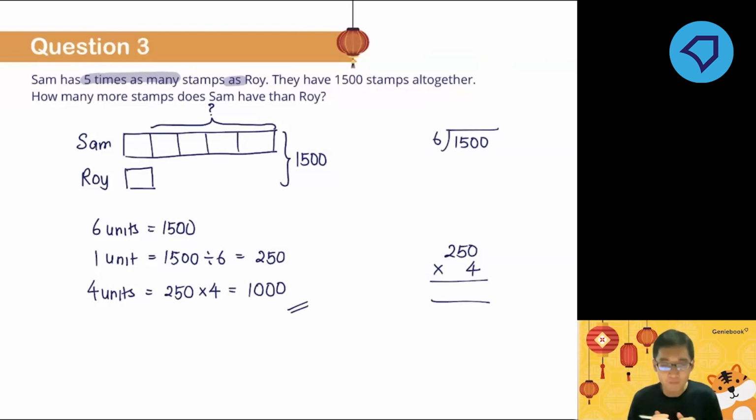Okay, now Bell, why 4? Because the question is asking for the number of stamps that Sam has more than Roy. So Sam has 5 units while Roy has 1 unit. Do you agree Sam has 4 more units? Sam has 4 more units than Roy. So that's why I find out what 4 units is. All right, with that, any other question before we go into your bubble question?